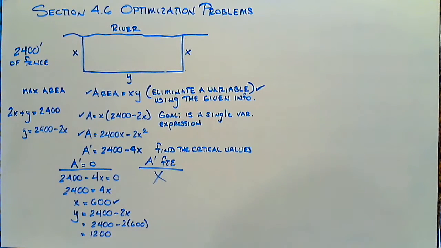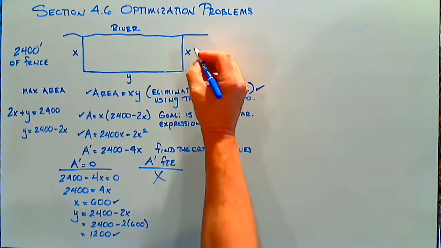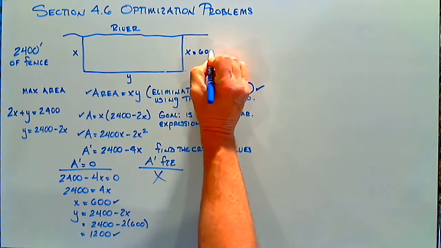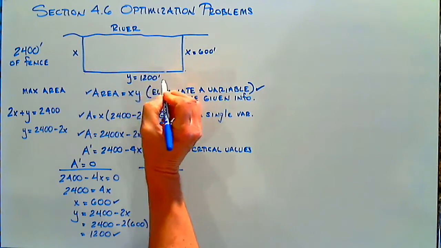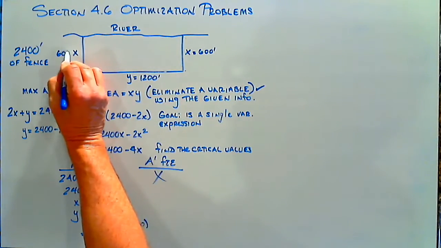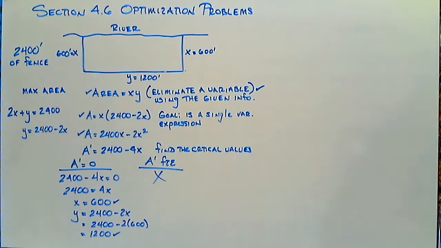So our job here is to find the area. The area then, if that's what they ask. If they ask us for the dimensions, we're done. We have the dimensions. We're going to have 600 feet here, 1200 feet over here, and another 600 feet on this side. But what they really asked us for in the problem is to find the actual area, the maximum area.